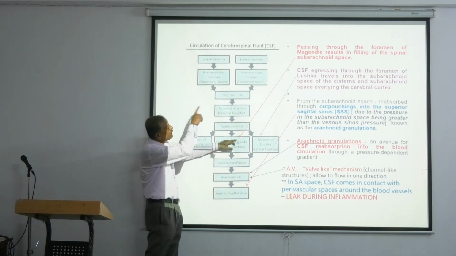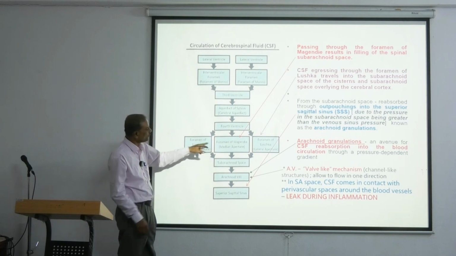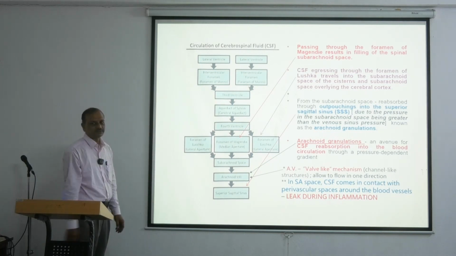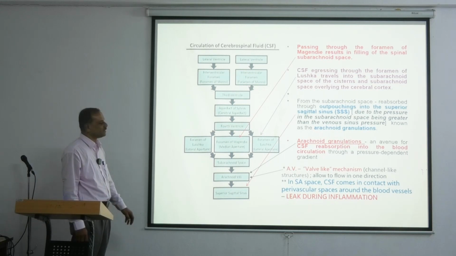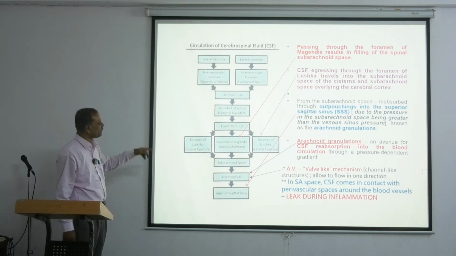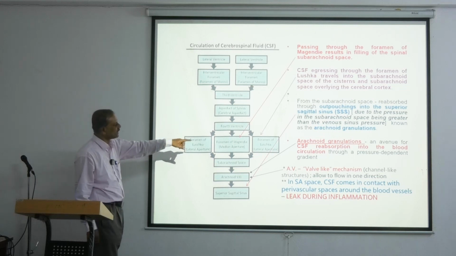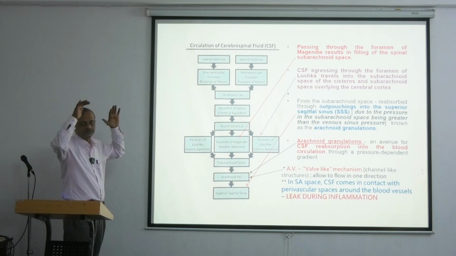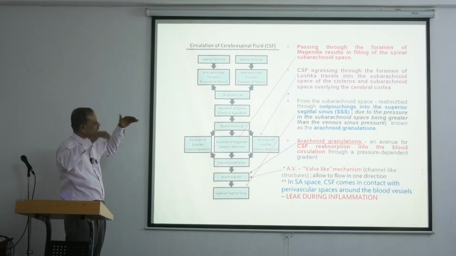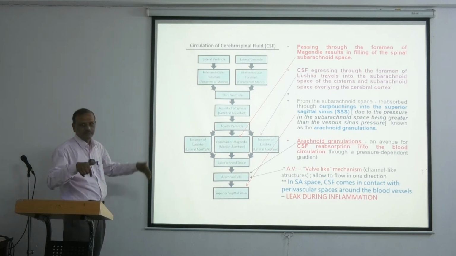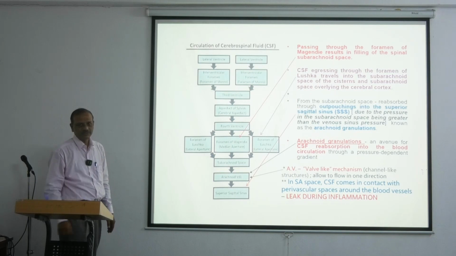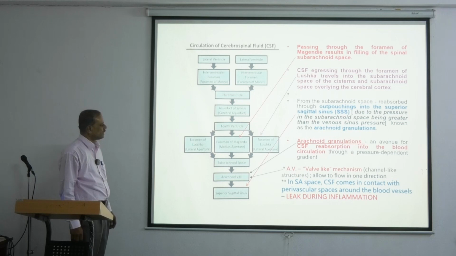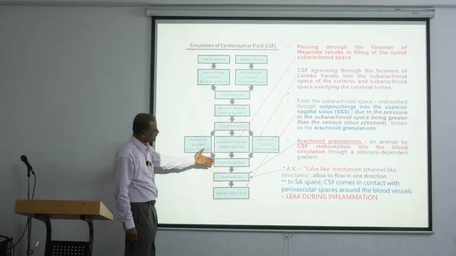You note down here, passing from the foramen of Magendie, it results in the spinal subarachnoid space. And from the foramen of Luschka, it goes to the cerebrum. It moves upwards, and from the foramen of Magendie, it moves posteriorly and downwards. Then the spinal canal is there. Now it remains in the subarachnoid space.